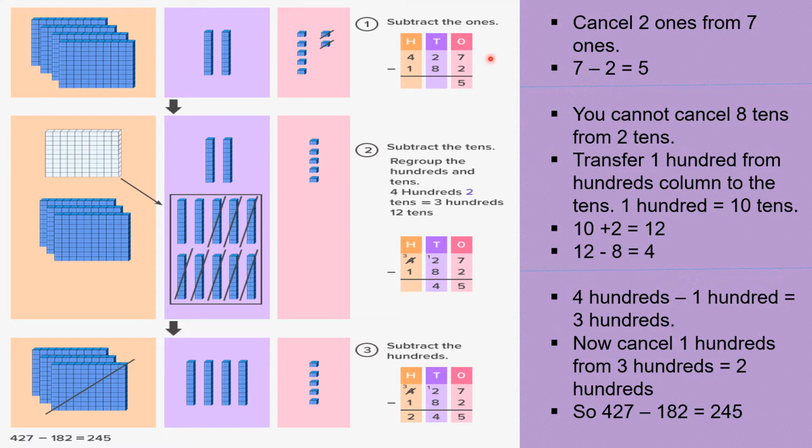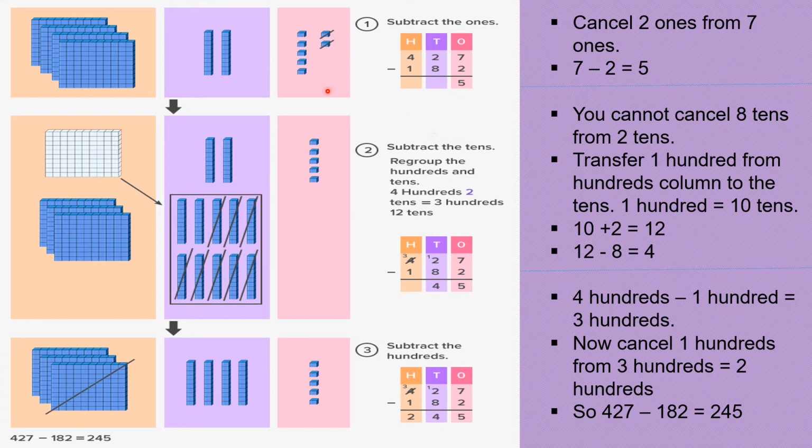If I have 7 ones, you can see in the diagram, I've already shown you. If you've got 7 ones, 1, 2, 3, 4, 5, 6, 7, and I am going to subtract 2 ones, that means 7 minus 2, if I cancel the 2, how many are left? 1, 2, 3, 4, 5. That means 7 minus 2 is 5 ones. So in our answer we have 5 ones.